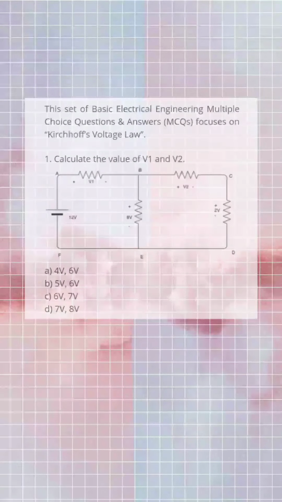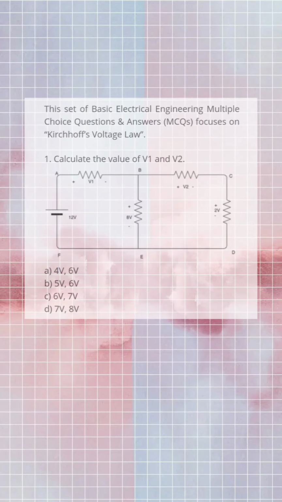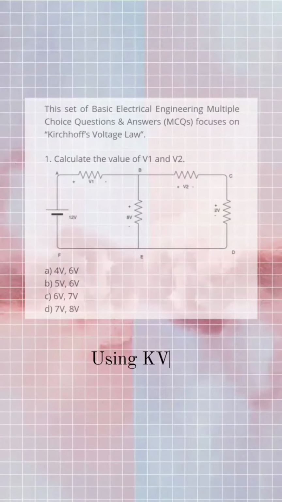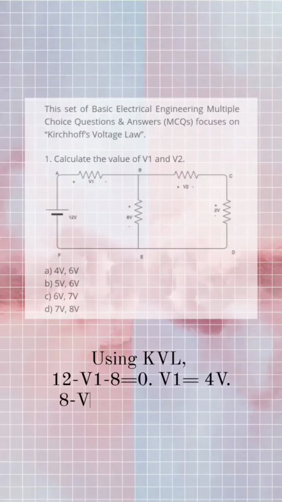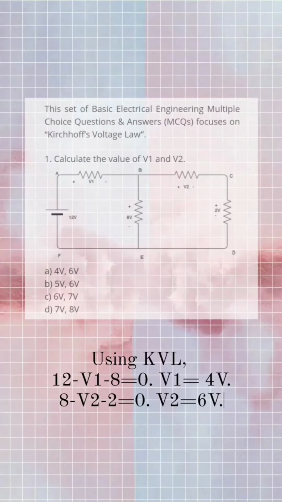Here is an example question of KVL. Pause the video to think of the answer. The answer to this question is A. Using KVL, we find V1 by looking at loop 1. Therefore, 12 volts minus V1 minus 8 volts equals 0, and so V1 is 4 volts. For solving V2, we look at the second loop, so 8 volts minus V2 minus 2 volts equals 0, therefore V2 is equal to 6 volts.